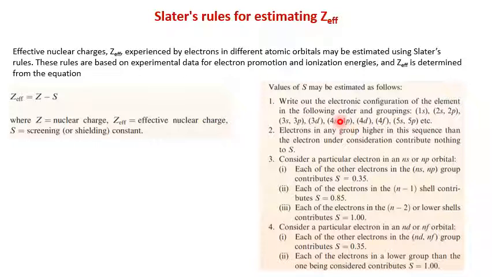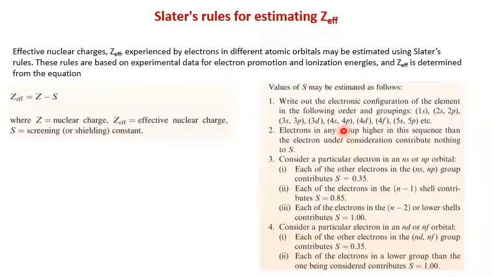So all the electrons which are to the left of this group, like 3d, 3s, 3p, 1s, 2s, 2p, will contribute. But the electrons which are to the right, next to the electron under consideration, will not contribute to the screening constant, nothing to S. So this is the basic thing. The electrons in any group higher in this sequence, let's say higher than this 4s 4p group, contribute nothing to S.